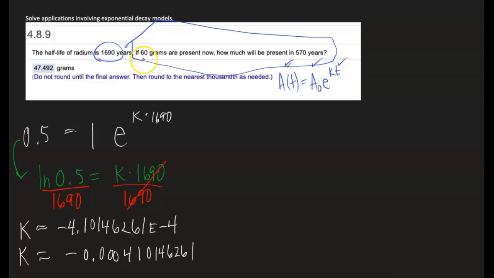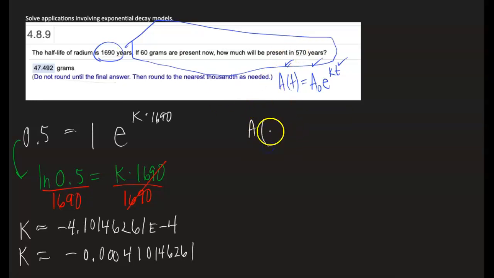Well, because it's 570 years and the half-life takes 1,690 years, we shouldn't see half or less than half. We should have more than half present of the 60 grams. So that's just one way to check the reasonableness of your answer as you go through this scratch work.